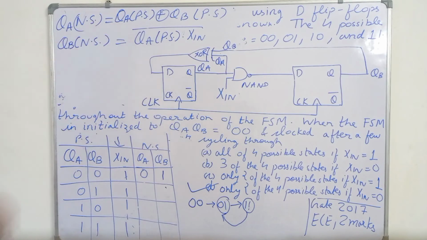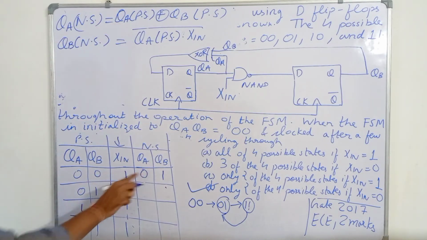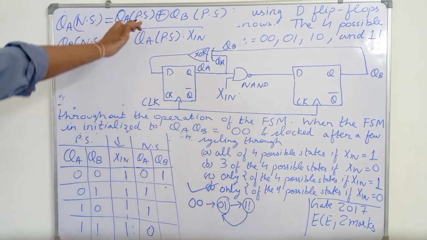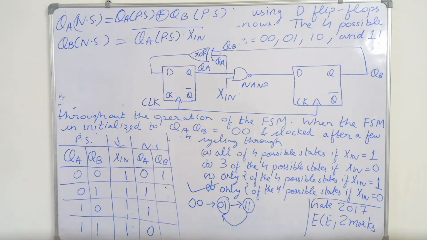QA next state does not depend on x in, so it will remain the same. So 0 0, next state is 0; 0 1, next state is 1; 1 1, next state is 1; 1 0, next state is 0. QA next state does not depend on x in at all. Only QB next state will change.